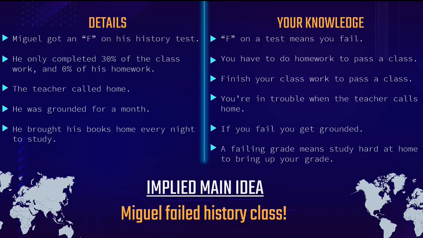If you think while you are reading actively, then you know that all of these details plus what you know about school add up to one thing, the main idea. Miguel failed history class. The passage never stated directly the main idea, but you can figure it out or infer from the details plus what you yourself know.